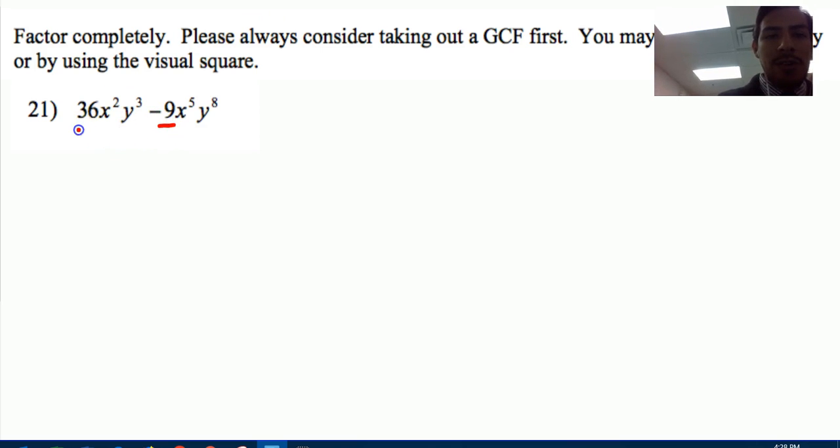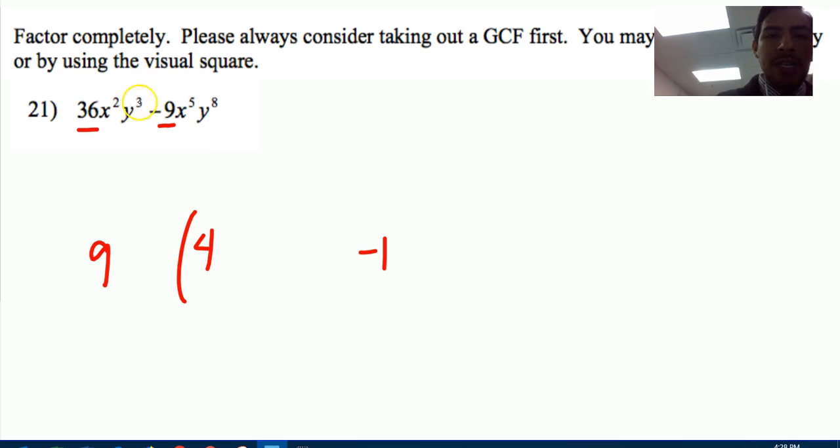So for 9 and 36, I can take a 9 out of that. And when I take a 9 out of 36, I'm left with a 4. I'm going to take a negative 9 out of negative 9, and I'm left with a negative 1. I'm just going to move this part over here. Let me erase this. This computer is so much better than the other one.